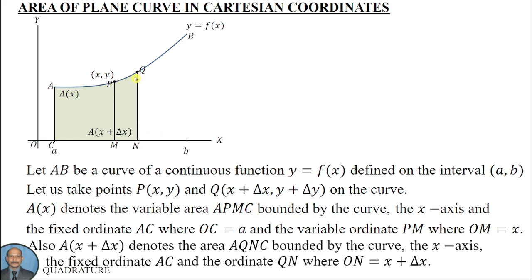Now if we consider the area of the strip PQNM, then this area is the difference of the two areas, AQNC minus APMC, that is, the difference of the areas A(x plus delta x) and A(x), which can be denoted by delta A(x). So delta A(x) is the area of the region PQNM.